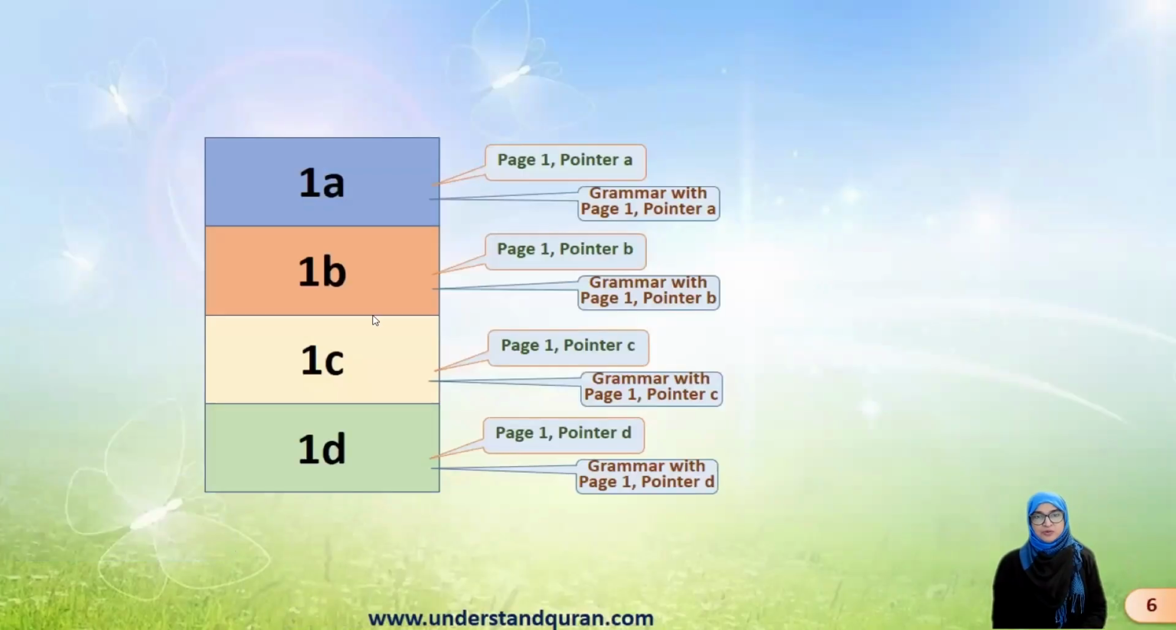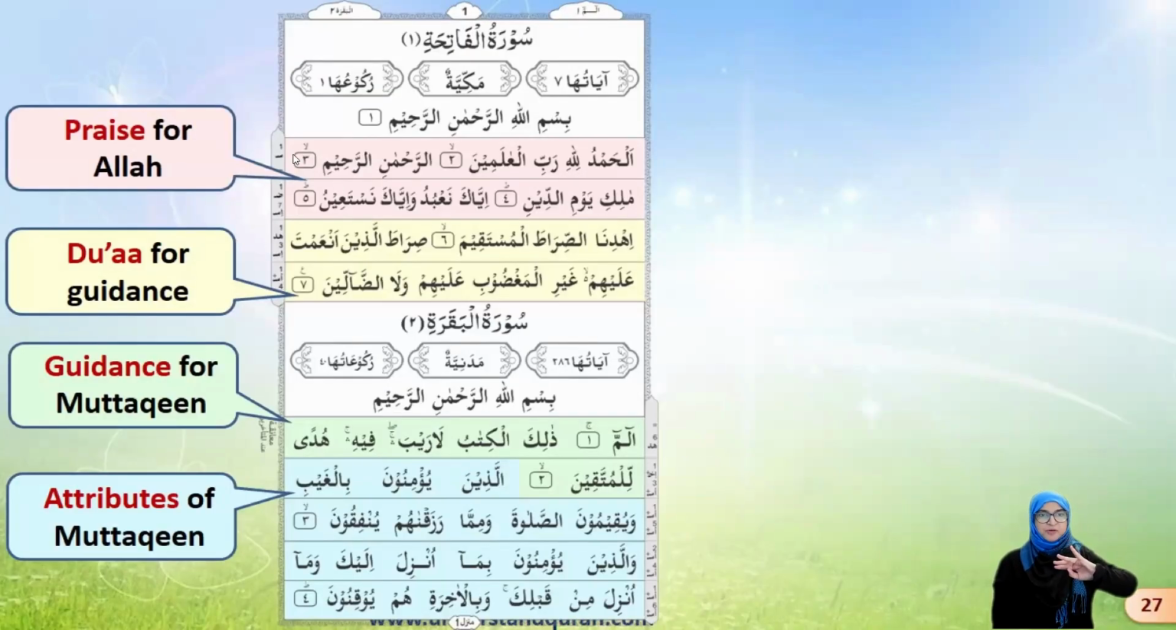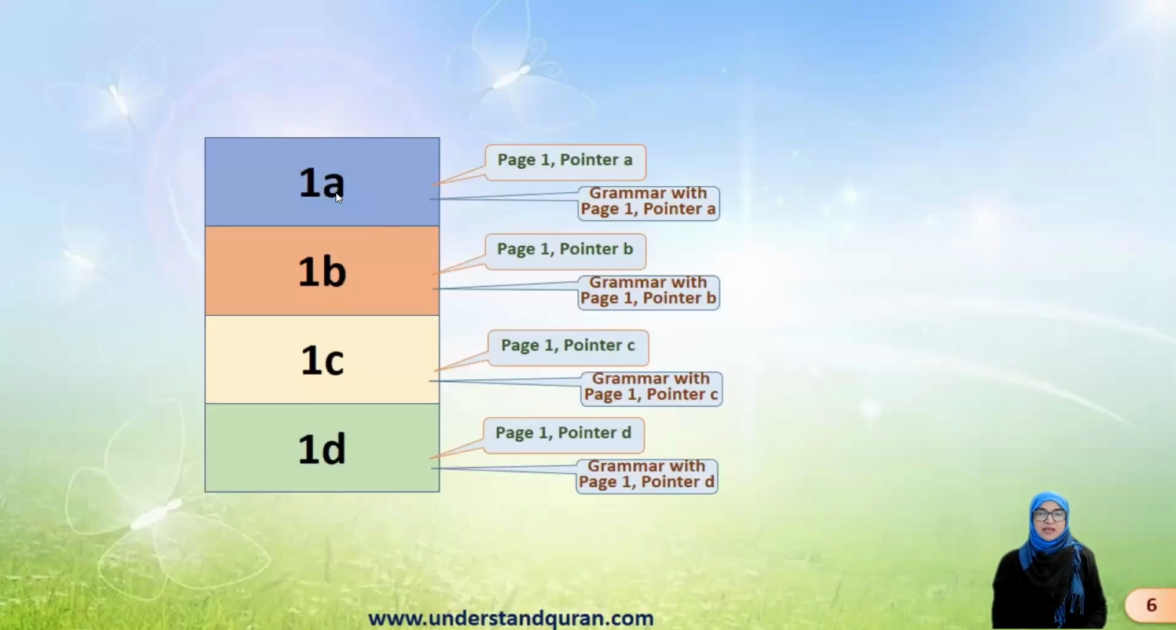Now, this is how it will go. This number 1 means page 1, and A, B, C, D are the 4 pointers. A is pink, B is yellow, C is green, and D is blue. This is how the pointers will go for each page. So page 1 A, page 1 B, page 1 C, page 1 D. When we finish this, the first page is over.